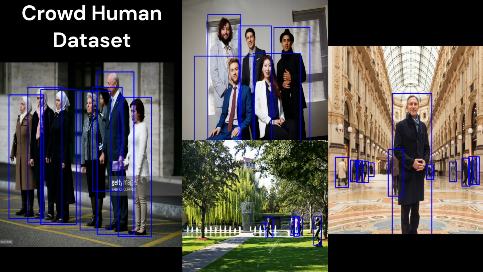For the dataset, I used the CrowdHuman dataset. It contains around 15,000 annotated images. These are some examples from the dataset. So it's just images with people, and then the annotations contain information about the coordinates of the bounding boxes for each person.